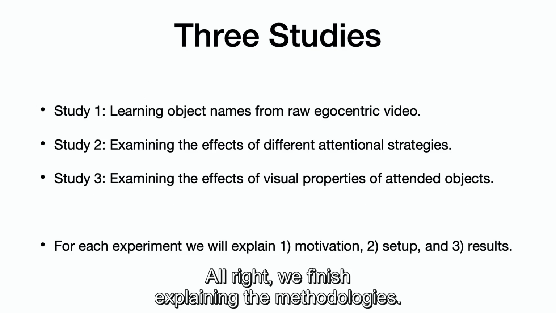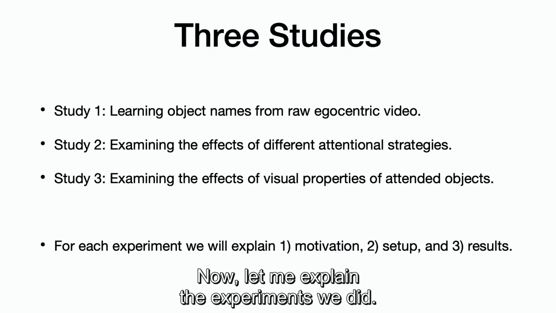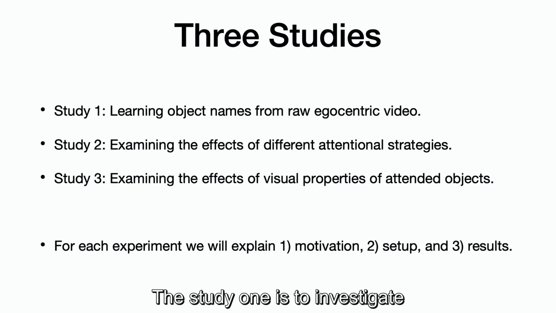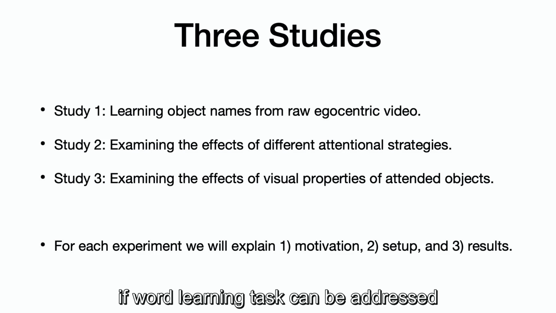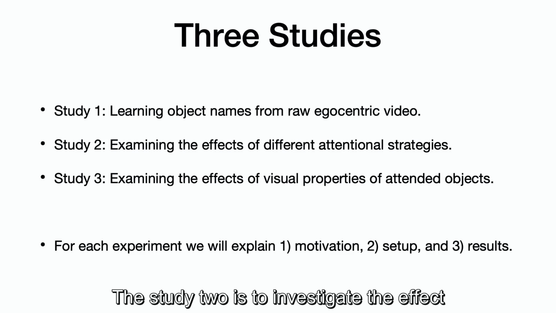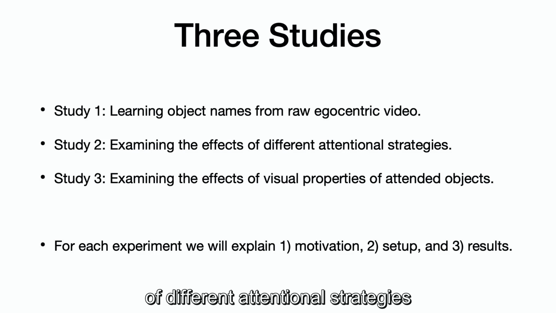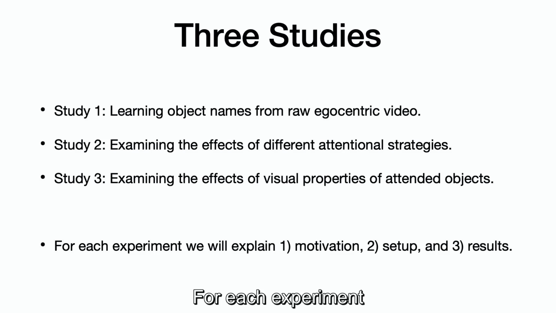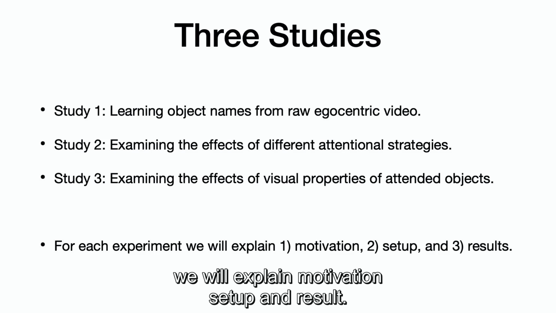Alright, we finished explaining the methodologies. Now, let me explain the experiments we did. Specifically, we performed 3 studies. Study 1 is to investigate if the word learning task can be addressed from the raw images captured from the child's own point of view. Study 2 is to investigate the effect of different attention strategies during the naming event. Study 3 is to investigate the effect of visual properties of the attended objects. For each experiment, we will explain motivation, setup, and results.